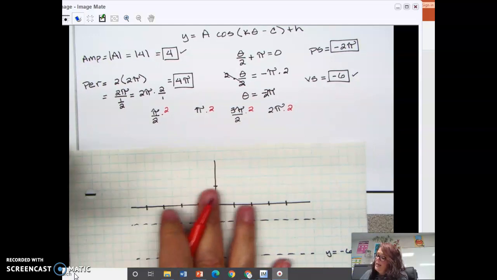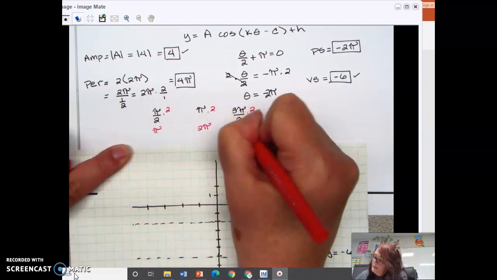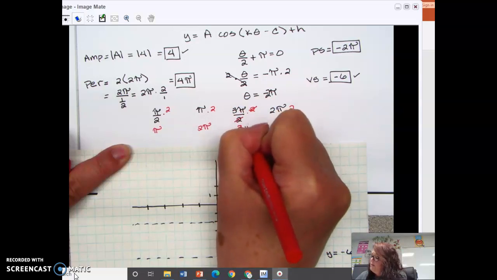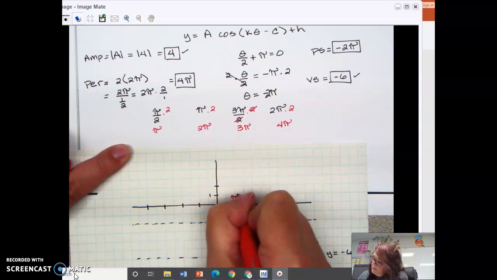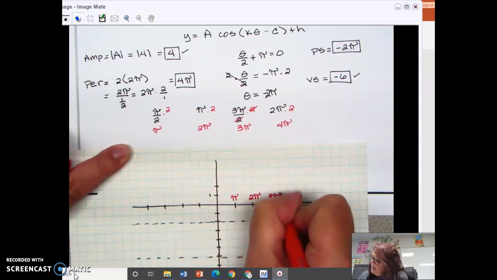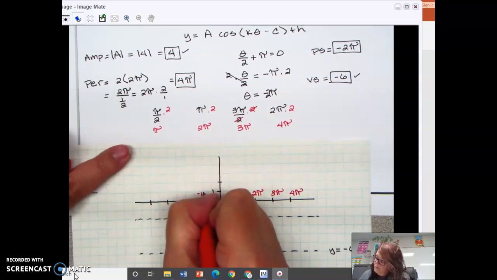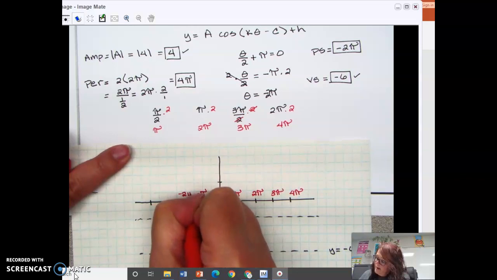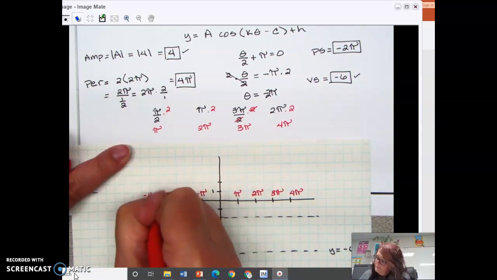So when I do that, I get a value of pi, a value of 2 pi. Here the 2's cancel and I get 3 pi, and here I get 4 pi. So that means here I'm going to be at pi, 2 pi, 3 pi, and 4 pi. To the left, we would get negative pi, negative 2 pi, negative 3 pi, and negative 4 pi.